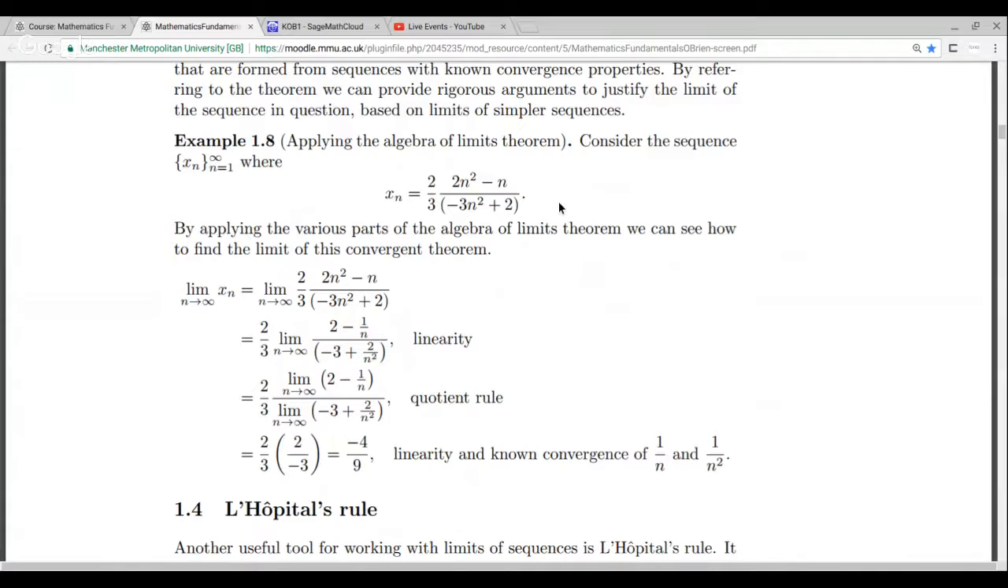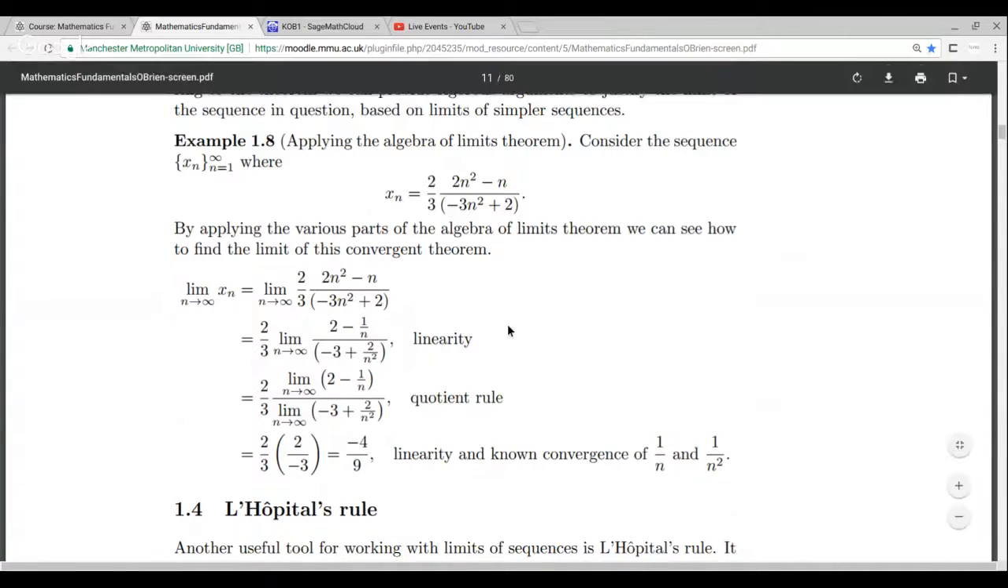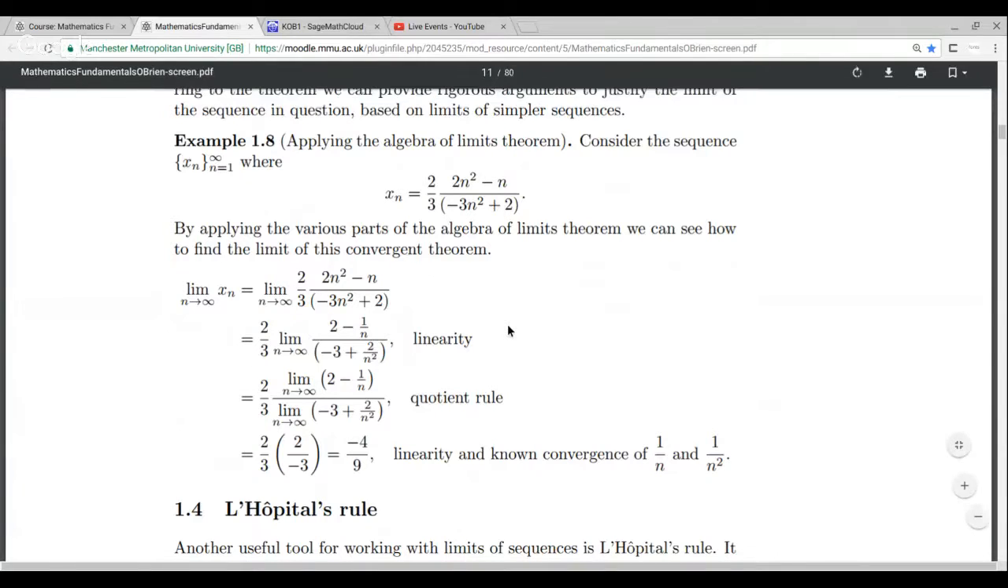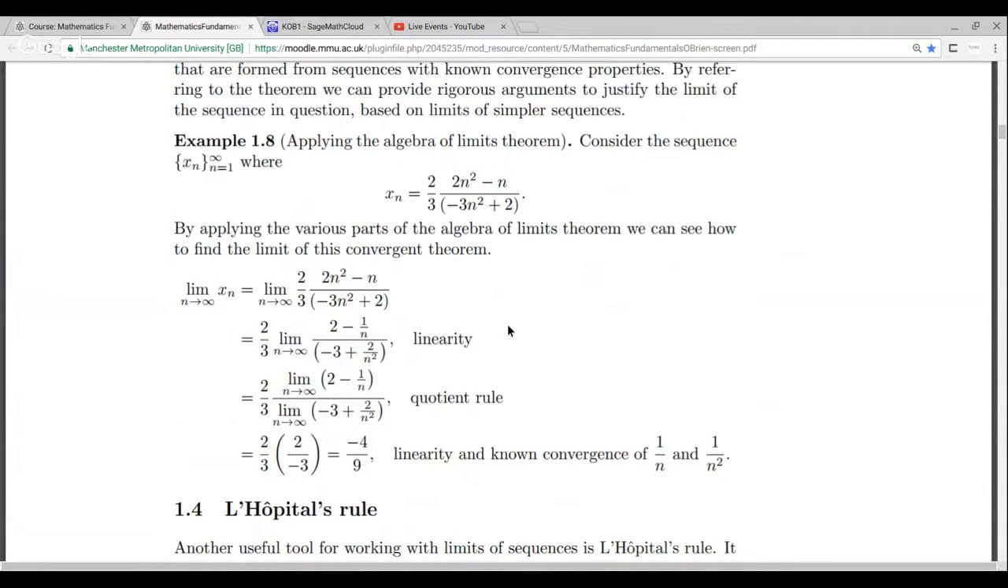That quantity is getting larger and larger without any upper bound. As is the denominator, minus 3n squared plus 2, that's getting larger and larger without any upper bound as well. So we can't apply the quotient form of the algebra of limits theorem yet, because we don't have a quotient of convergent sequences. But if we rearrange the term defining xn a little bit, then we can.